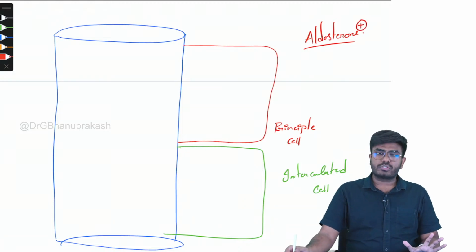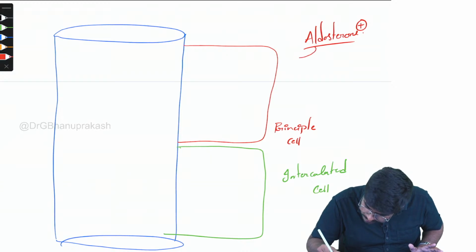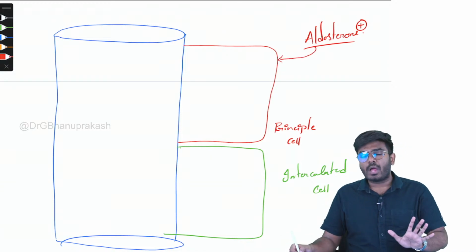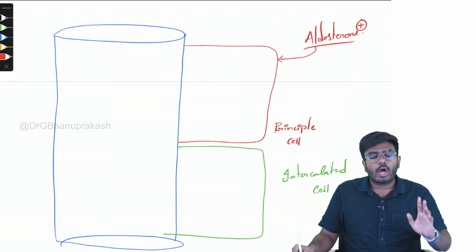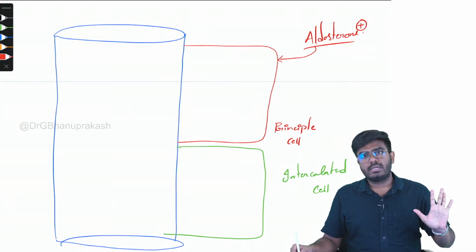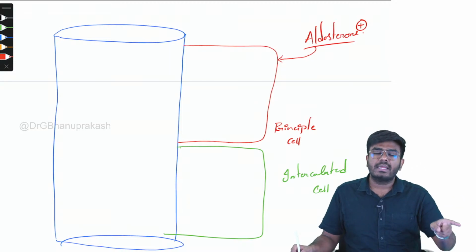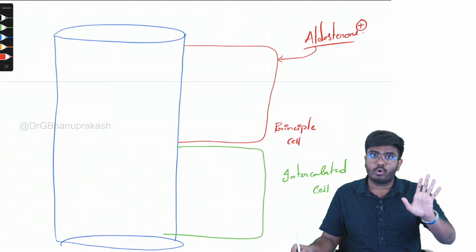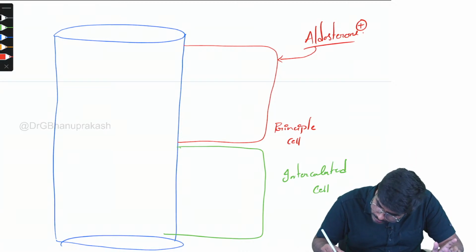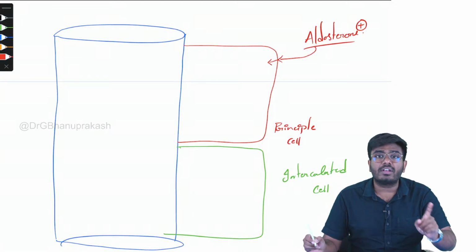Now, what will this aldosterone do? Aldosterone will come and act on which cell? Now tell me, will aldosterone act on principal cell or intercalated cell? Remember, aldosterone can act on both the cells. It will act on the principal cell as well as on the intercalated cells. Now, aldosterone will cross the cell membrane.